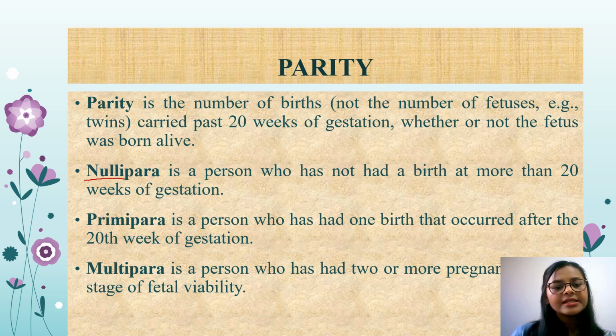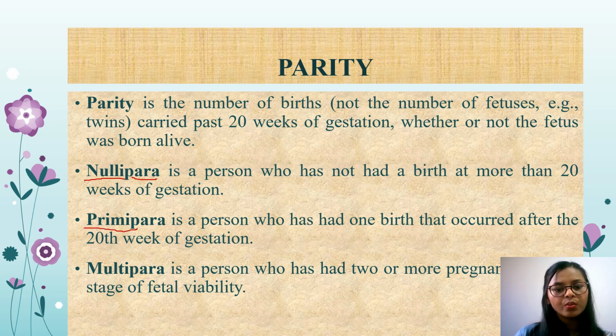Nullipara. Nulli is again never and para is the number of births. So a nullipara is a person who has not had a birth at more than 20 weeks of gestation. So to be para, the pregnancy should end after the 20th week of gestation. So if the woman is pregnant and had an abortion at the 10th week of gestation, that woman is a nullipara. But if that pregnancy ended after the 20th week, that is called a primipara.